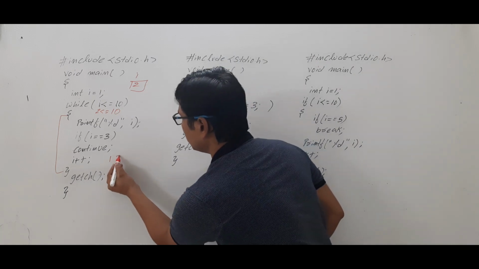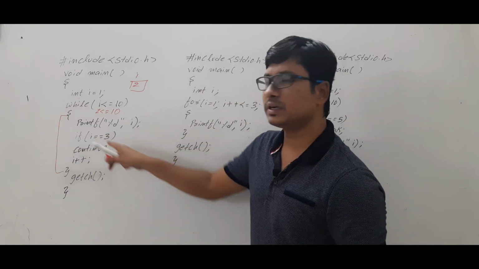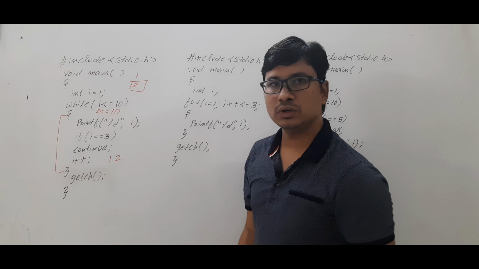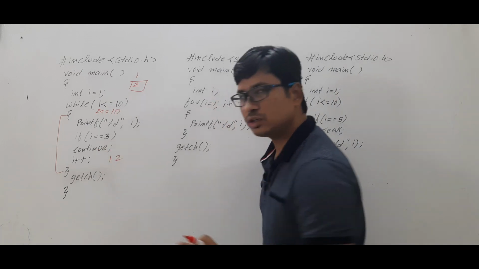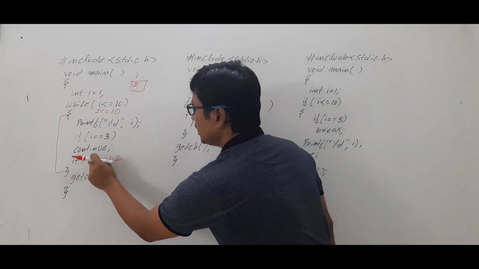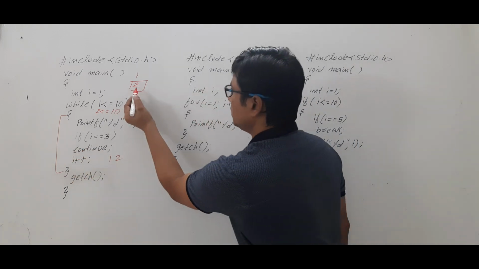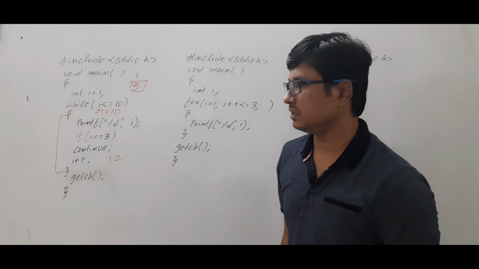So you will print the i value. Then again you will look at this condition, i is equal to 3. Currently i value is 2. 2 is not equal to 3. So again this continue statement will not be executed. It will come and update the i value. So i value is now currently 3.